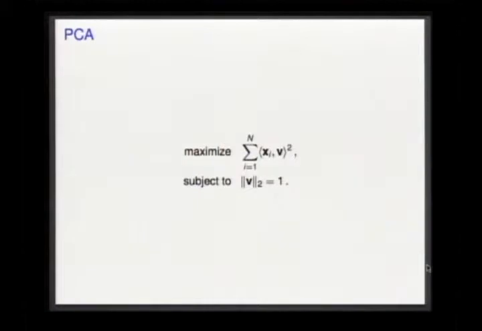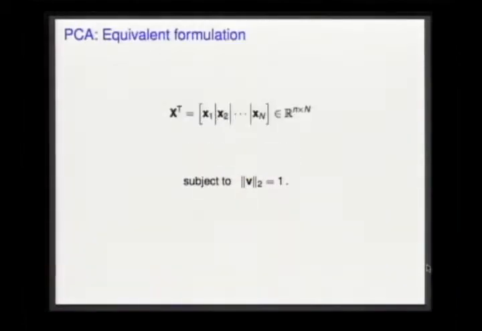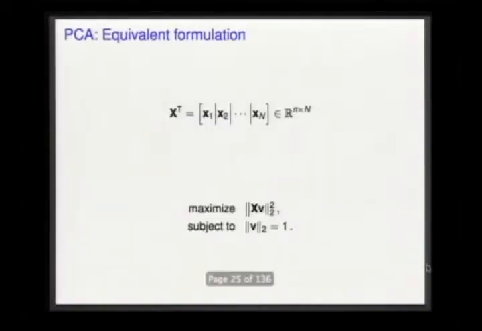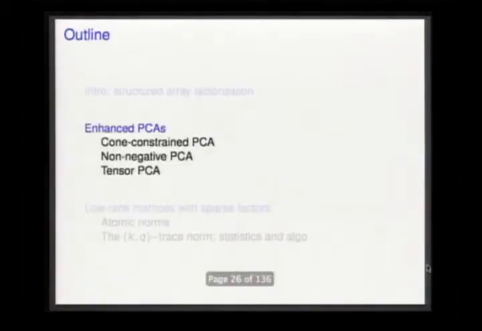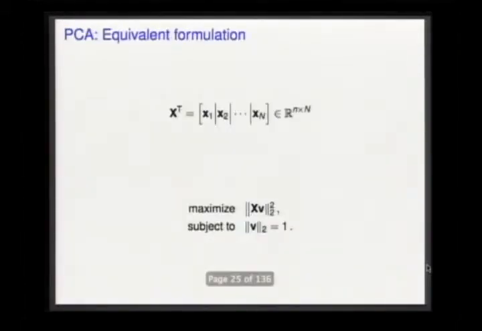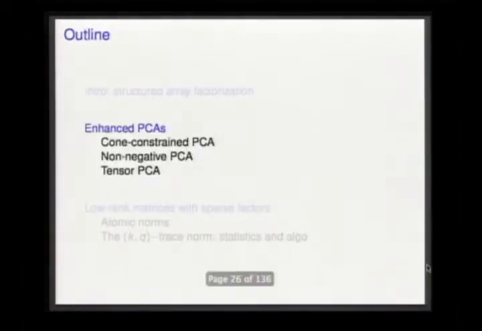So this quantity is some kind of variance. It's the sum of the variabilities, the sum of squares of inner products of the input data with this vector, which is the unknown. It turns out that we can rewrite this problem this way just by concatenating the input data. And this is known as the PCA, Principal Component Analysis, problem.